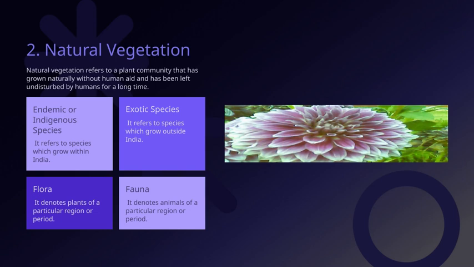Connecting all these points, understanding natural vegetation and the distinction between indigenous and exotic species helps us appreciate the diversity and complexity of our ecosystems. It also highlights the importance of conserving our native species and maintaining the health of our environment.